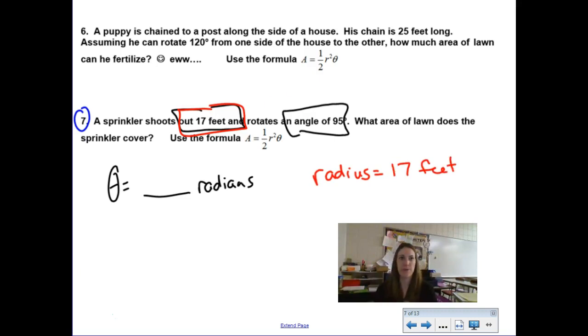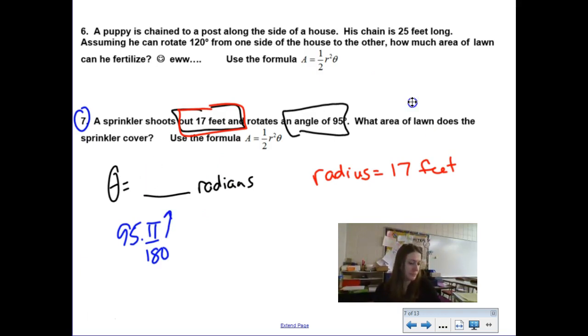The radians was the problem for some of you. Some of you wrote 95 degrees here. It's not correct because that's degrees. We've got to convert it, right? So it's 95 times pi over 180 is our conversion factor that we use. So that's what goes up here in the radians blank.